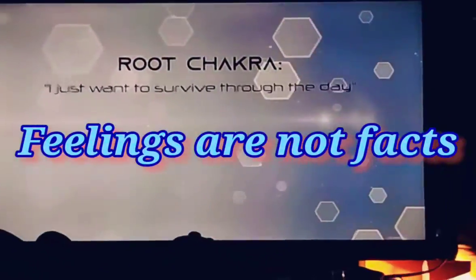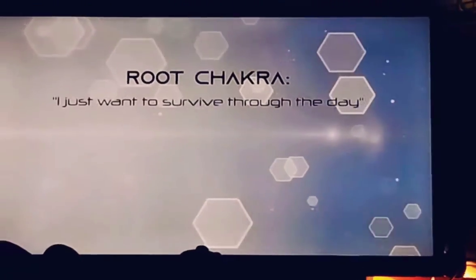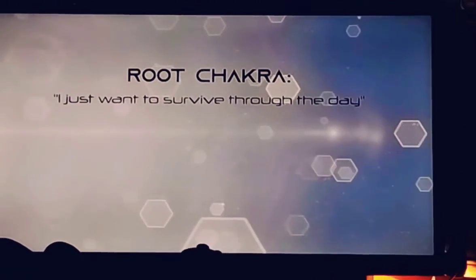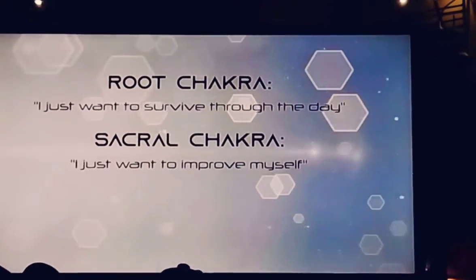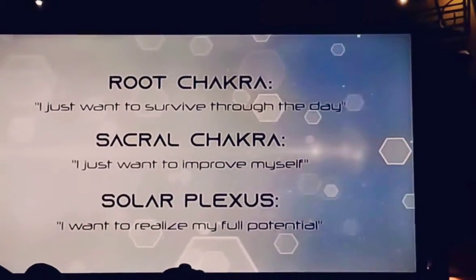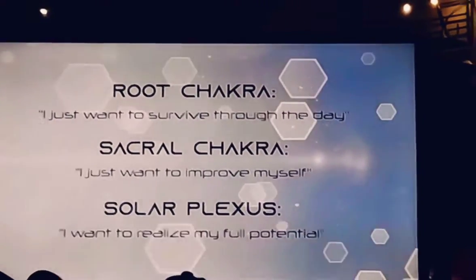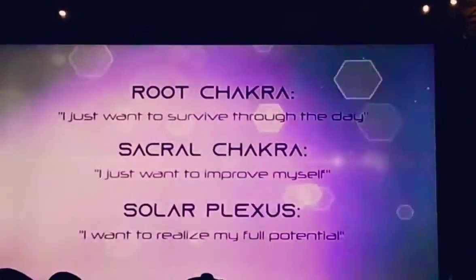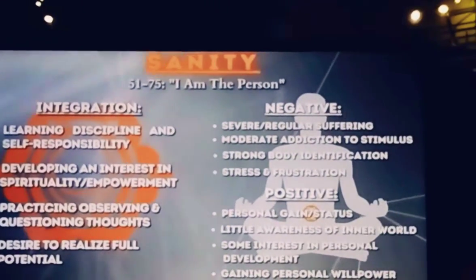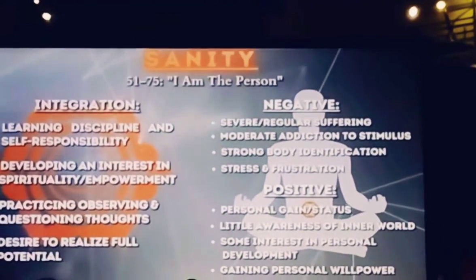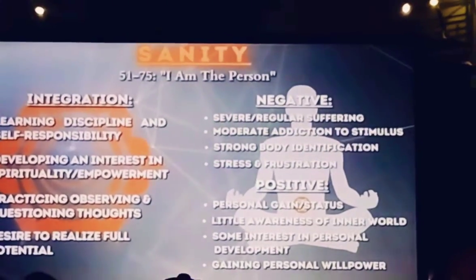At the root chakra level, the desire is, "I just want to survive through the day." At the sacral level, it is, "I just want to improve myself." And at the solar plexus level, the desire is, "I want to realize my full potential." So desiring what exists at the next SQ level is always an important way to transcend the current level.